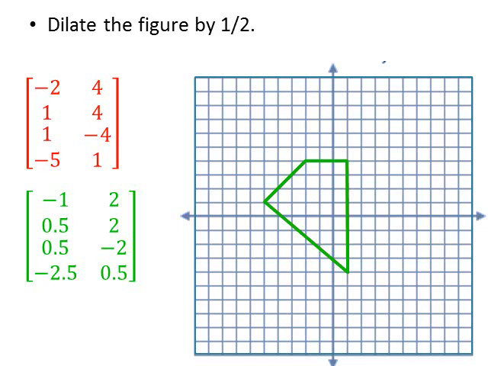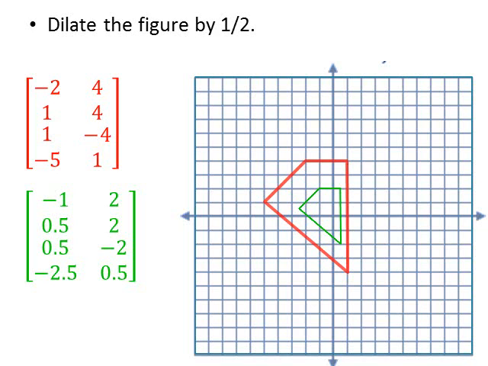So -2 becomes -1, 4 becomes 2, 1 becomes 0.5, 4 becomes 2 again, 1 becomes 0.5 again, -4 becomes -2, -5 becomes -2.5, and 1 becomes 0.5. And you'll see that this makes the figure half the size it was before. So you're kind of zooming out, it looks like. So that's dilation. Multiplying by a number larger than 1 is going to give you an increase in size, and multiplying by a number smaller than 1 is going to give you a decrease in size.